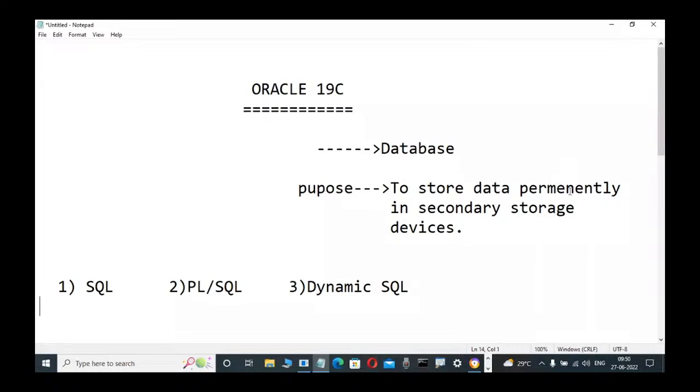Some fellows are asking for more real-time scenarios. Real-time scenarios means some important concepts. That is why I am telling only the concepts; real-time scenarios we are not discussing.